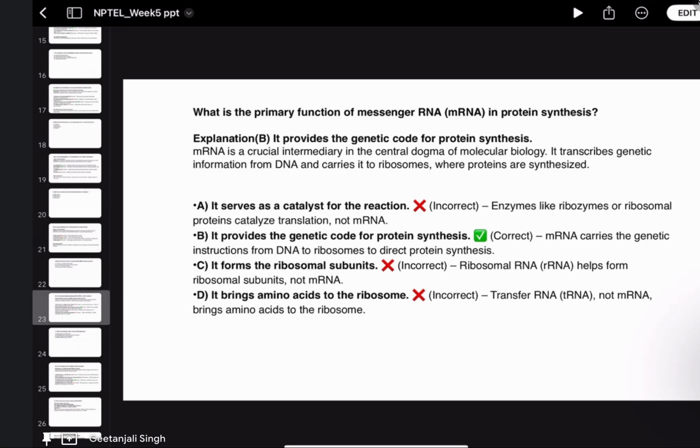The subunits are formed by ribosomal RNA and not mRNA. So again, the third option is not correct. The D option was it brings amino acids to ribosomes. No, if you remember correctly, that's tRNA.